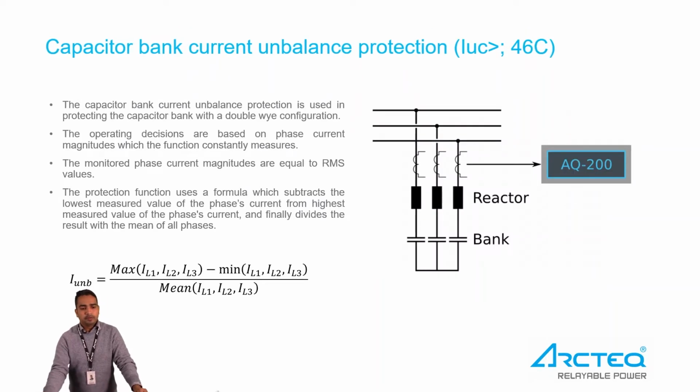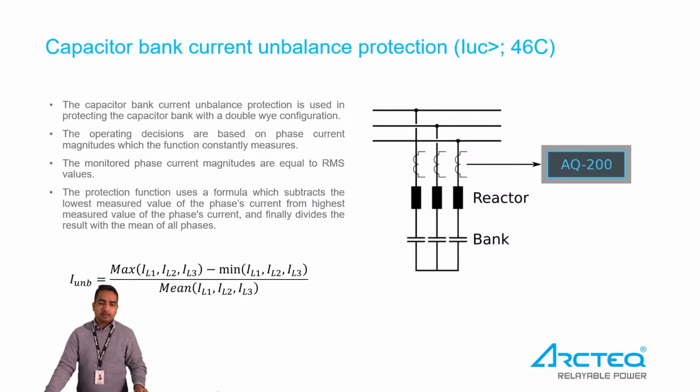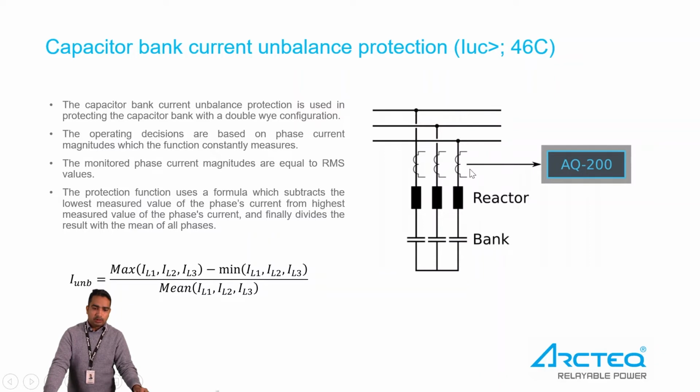And then we have capacitor bank current unbalance protection. In this one, we have a number of banks connected in star, and basically it's used between a double star type of connection between the capacitor banks. It monitors the maximum phase current minus the minimum phase current, and then divides by the mean. We will also learn how to do this.